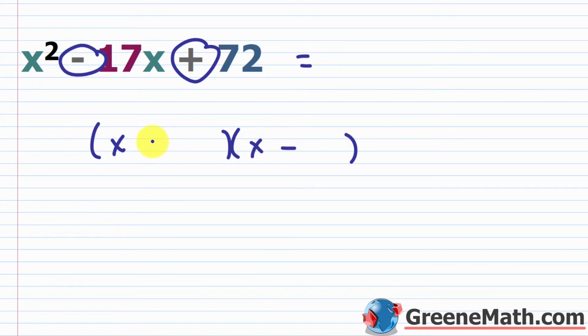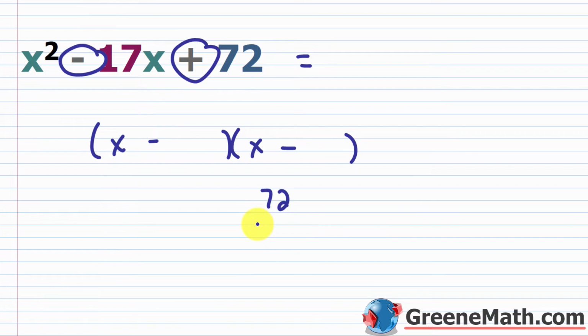And the reason I know that is because a negative plus a negative is a negative. And again, a negative times a negative is a positive. Okay, so I know my signs already. So let's think about 72. It's 1 and 72, that's not going to work. 2 and 36, not going to work. It's 3 and 24, not going to work. What about 18 and 4?